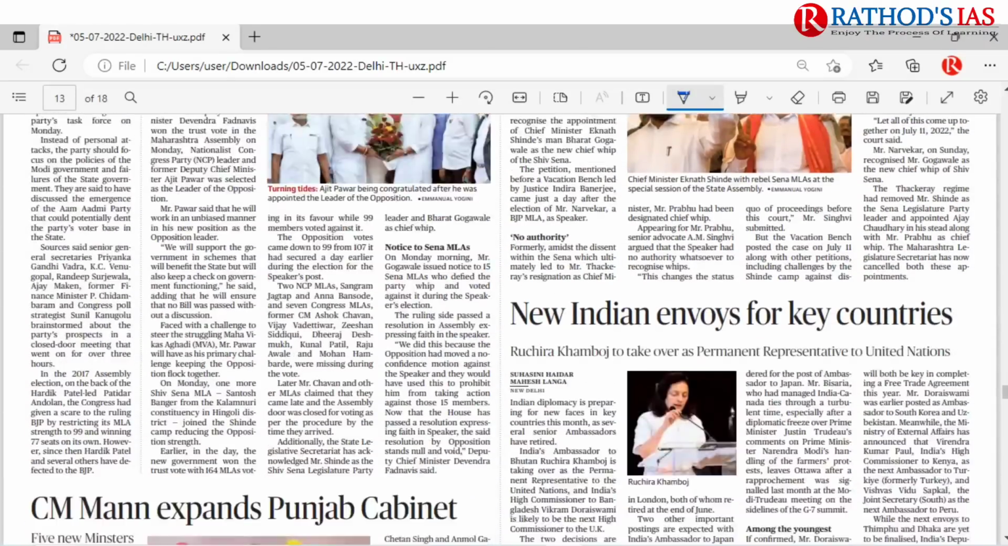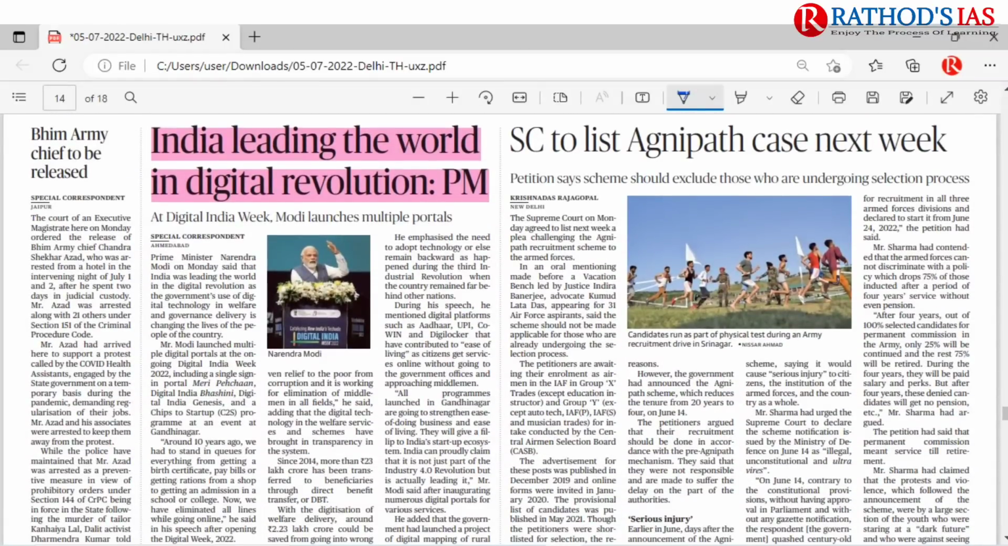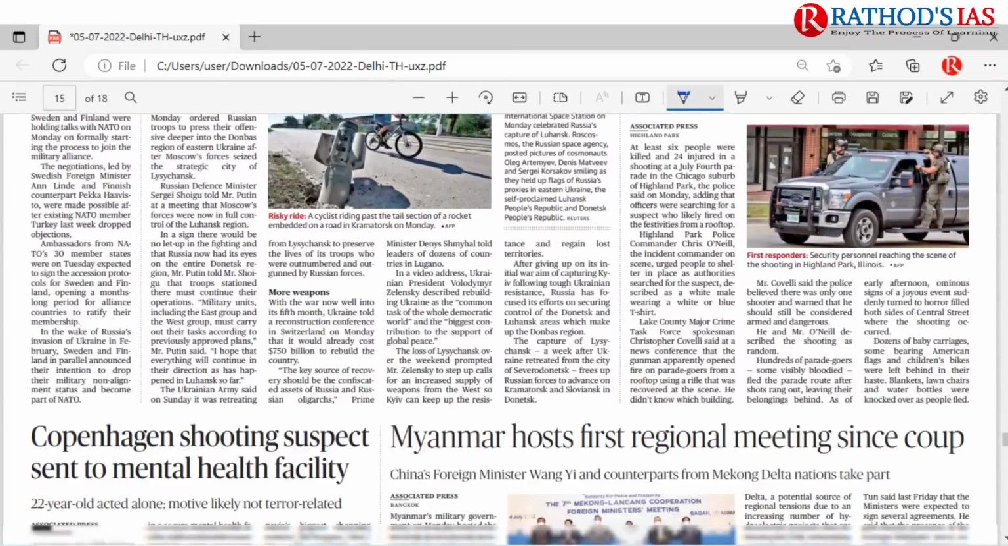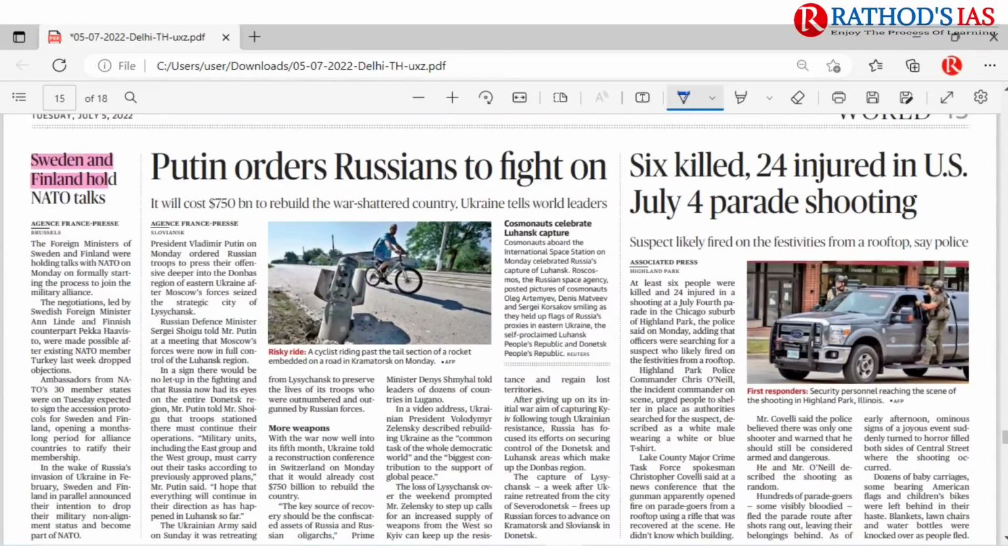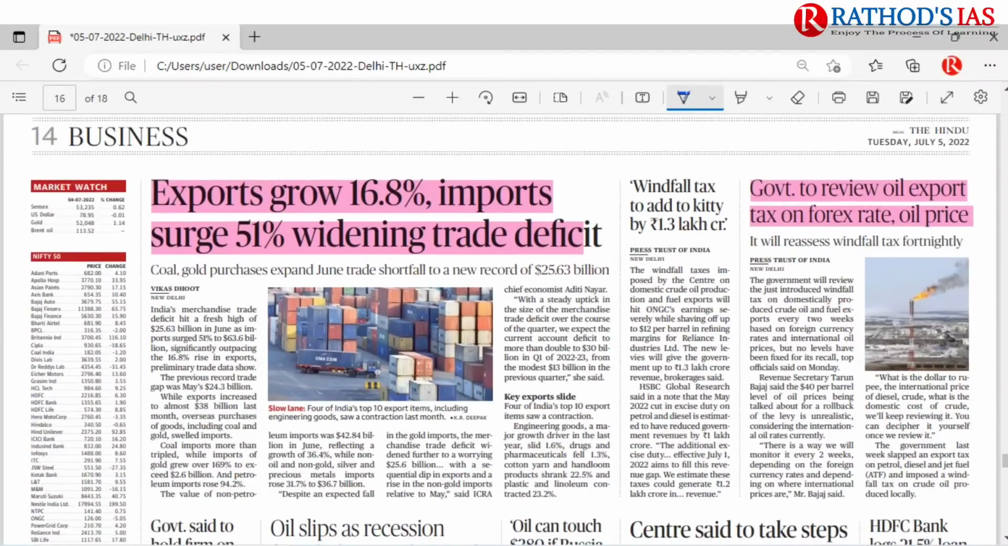Next, on page number 12, you can see India leading the world in digital revolution. This is what our Prime Minister said, and you have to see this topic. If you move forward in the world page, you can see Sweden and Finland hold NATO talks. So this is also very important. In the economy or business page, you can see the article: exports grow 16.8%, imports surge 51%, widening trade deficit. Exports have grown by 16.8%, and imports have grown by 51%.